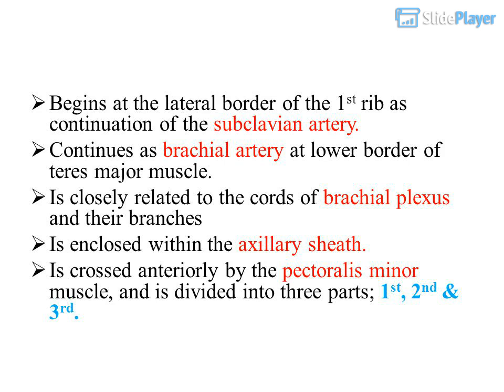The axillary artery begins at the lateral border of the first rib as a continuation of the subclavian artery. It continues as the brachial artery at the lower border of teres major muscle. It is closely related to the cords of the brachial plexus and their branches, is enclosed within the axillary sheath, and is crossed anteriorly by the pectoralis minor muscle, which divides it into three parts: first, second and third.